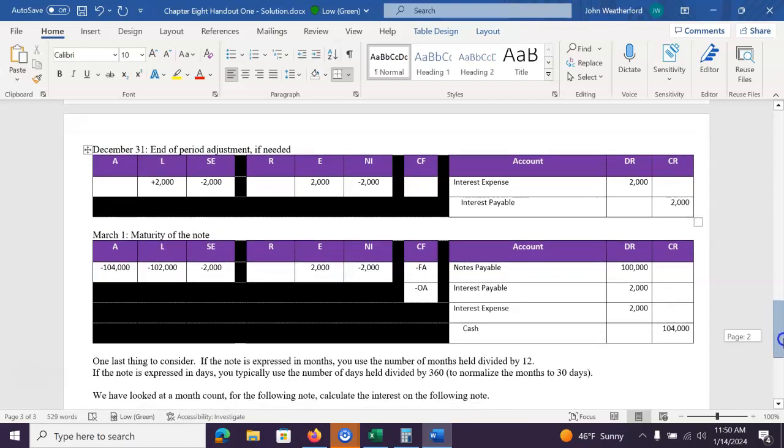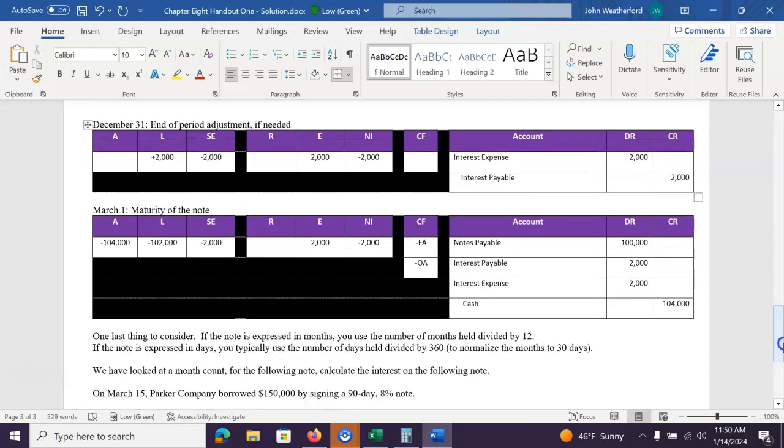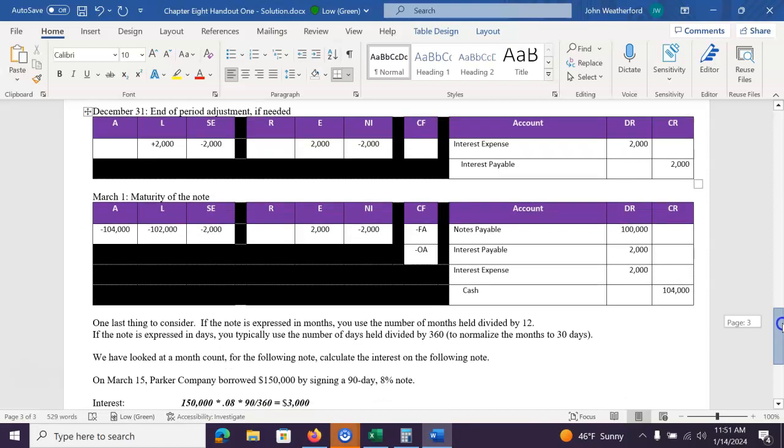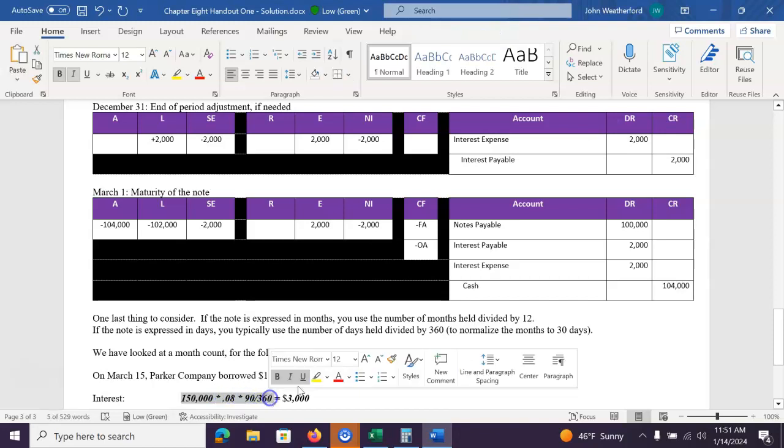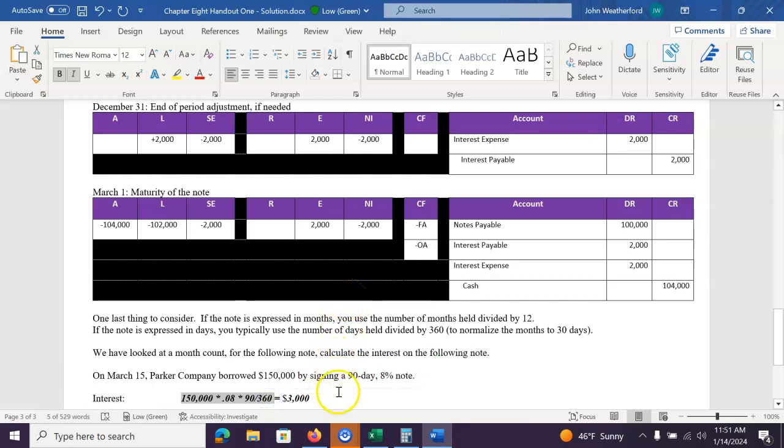All right, we have looked at a month count. For the following note, we're going to calculate interest. We're going to use days instead of months. All right, so on March 15th, Parker Company borrowed $150,000 by signing a 90-day 8% note. Okay, so our interest calculation there would be the face amount or principal balance of $150,000 times our 8% rate times 90 divided by 360. And you come out there with $3,000.